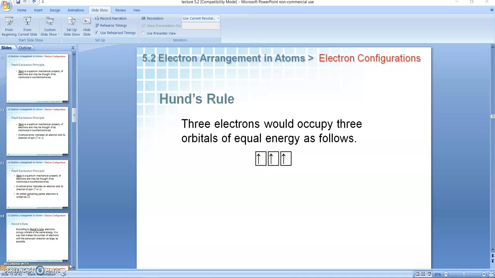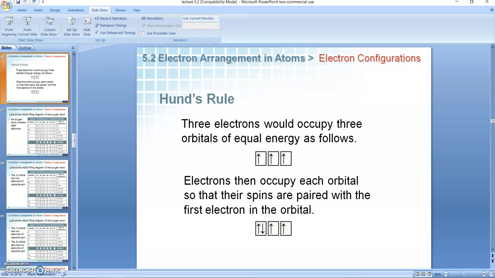Okay? And let's see here. I want to scroll down and see what they say about that. Yeah, they show it right here. If you have another electron, a 4th one, now it has to start pairing up.